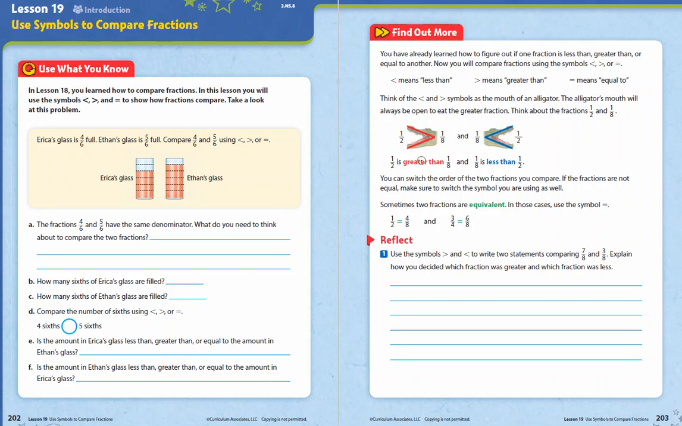So let's take a look at this first problem. It says Erica's glass is 4/6 full. Ethan's glass is 5/6 full. Compare 4/6 and 5/6 using less than, greater than, or equal to. If we look at the picture, it shows exactly which one is greater than the other one. One thing that we can do is show pictures or draw number lines, making sure that we are using models. So let's look at A.